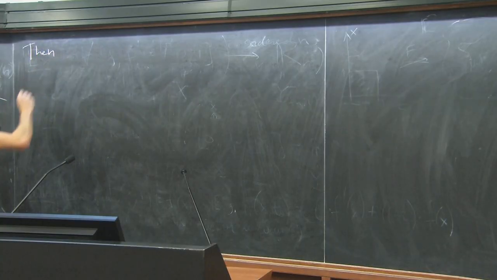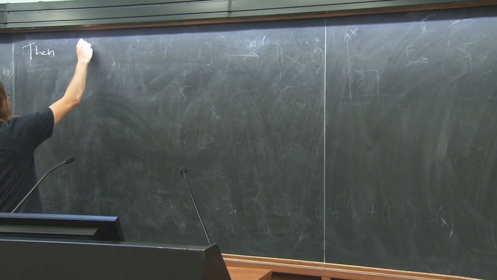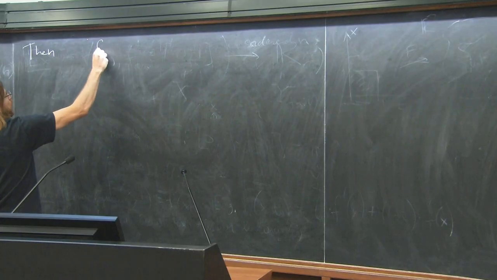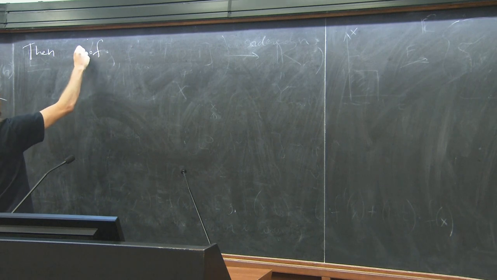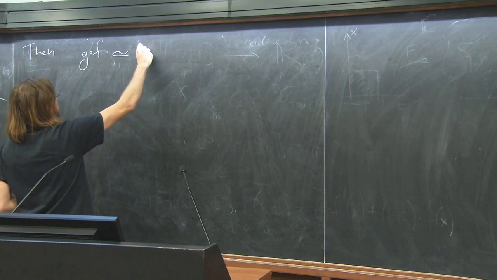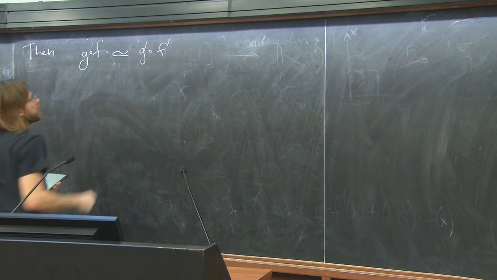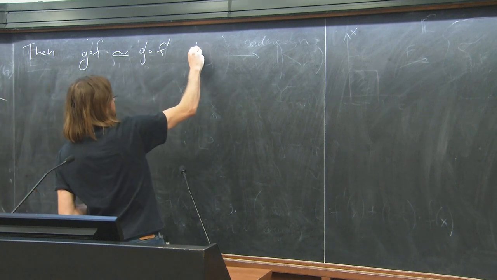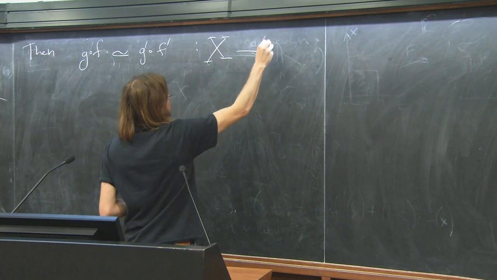Then the statement is that, under these conditions, we can consider the composition of F and G, and this is a map homotopic to the composition of F prime and G prime. Both sides are understood here as maps from X to Z.